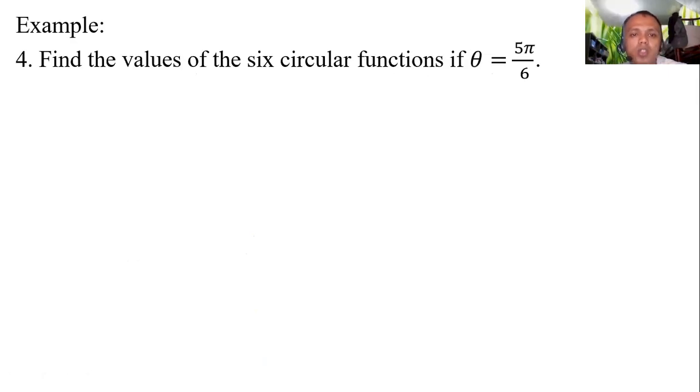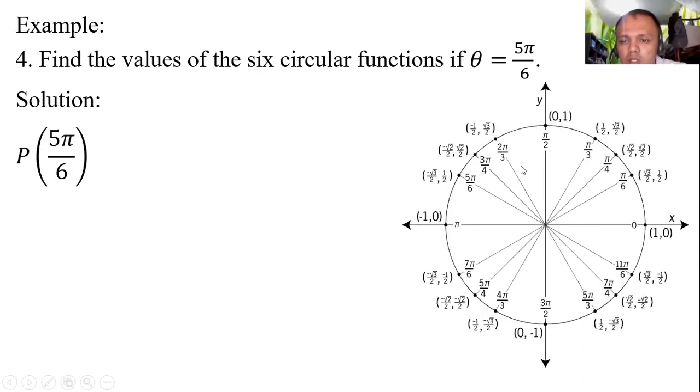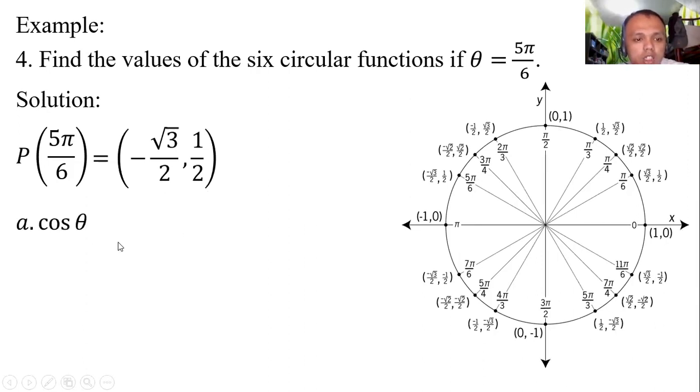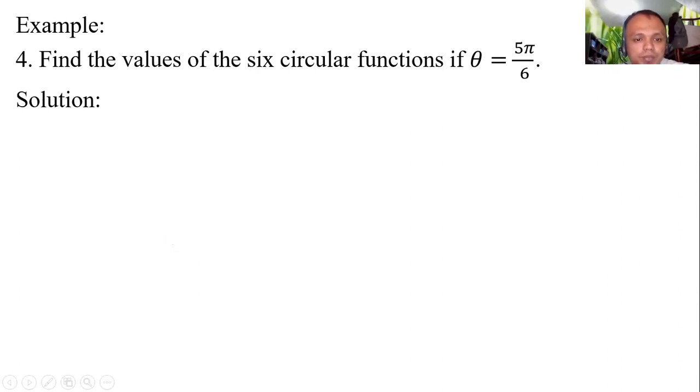Now, find the values of the 6 circular functions if theta is 5 pi over 6. Okay? So this time naman, given na yung pi, gagamit tayo ng unit circle. What are the coordinates of 5 pi over 6? Okay, check natin dito sa unit circle. 5 pi over 6, we have negative square root of 3 over 2 and 1/2. Okay? Now, your cosine theta here is negative square root of 3 over 2. Sin theta is 1/2.